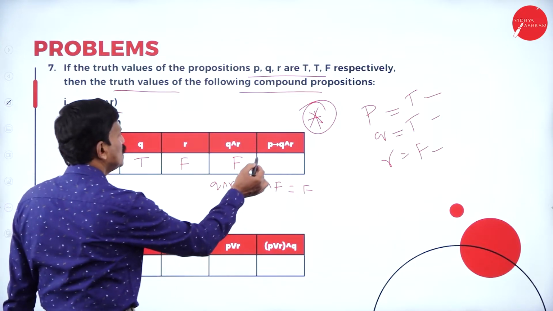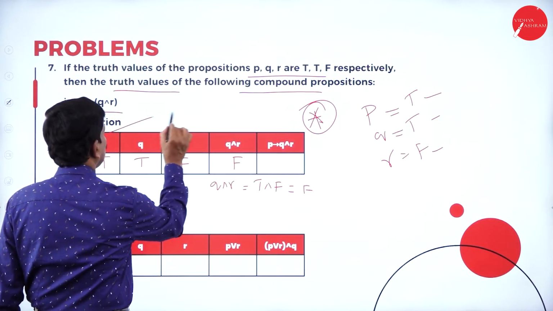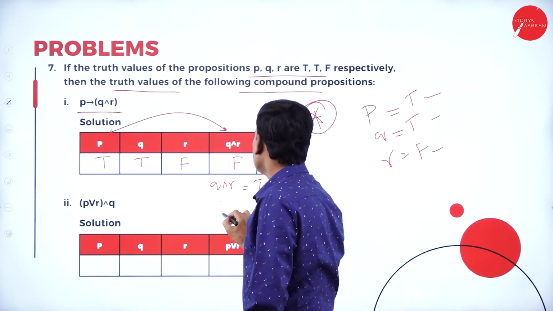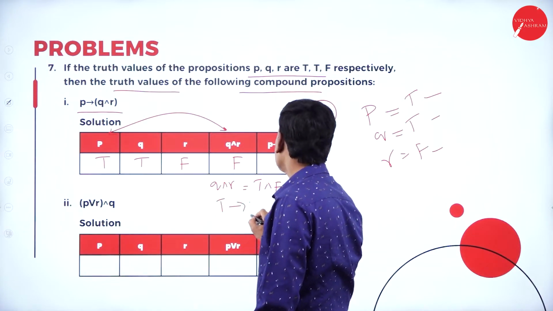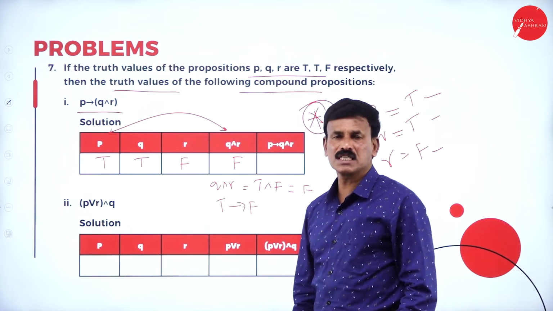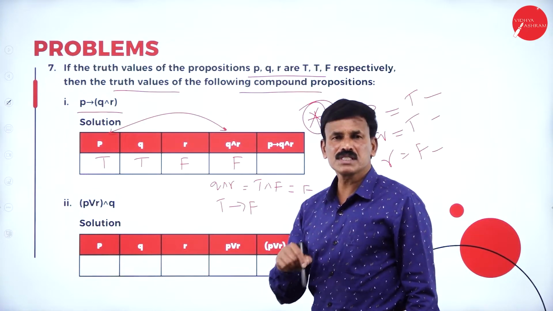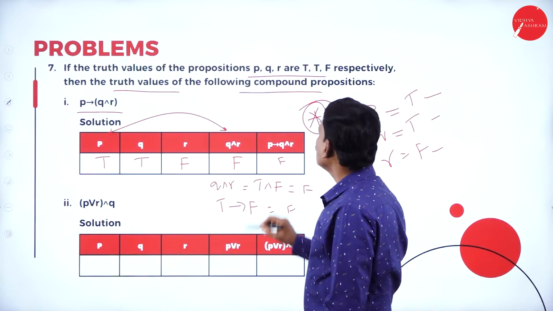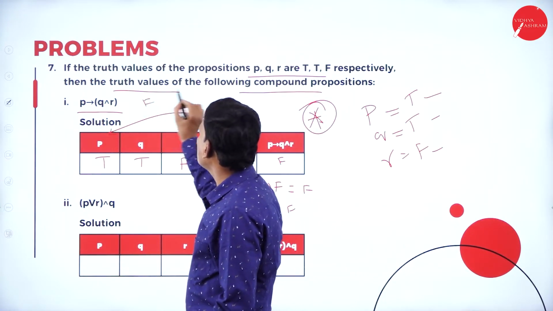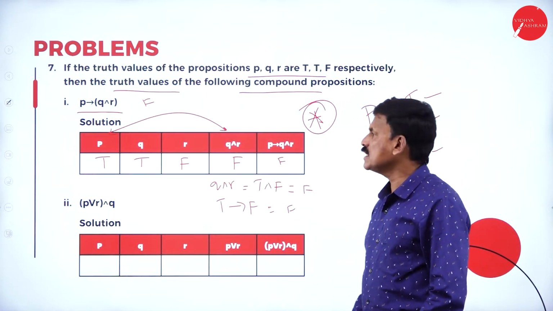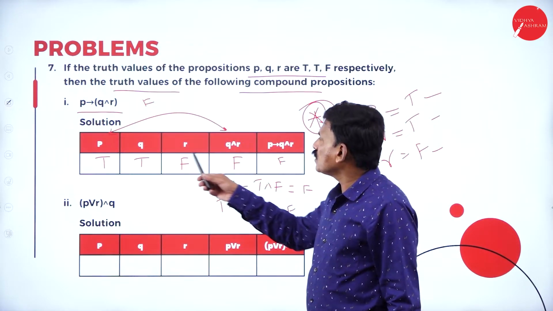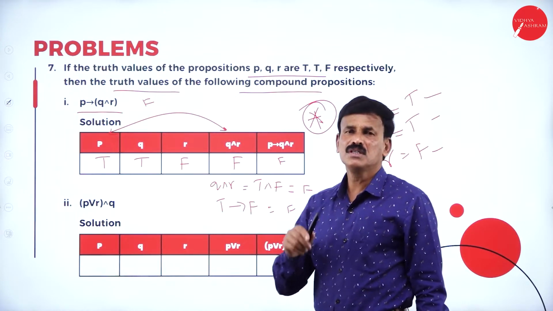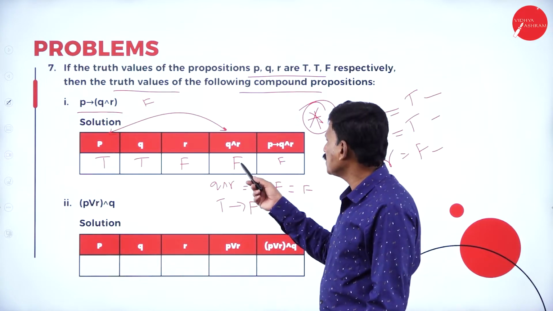Now the conditional between P and Q conjunction R: true conditional to F. In case of conditional statement, true and false is false. In all other cases it is true. So true and F is equal to F itself. Therefore the given compound proposition is false. See here, Q conjunction R, true and false is false, since conjunction is true only for true and true.